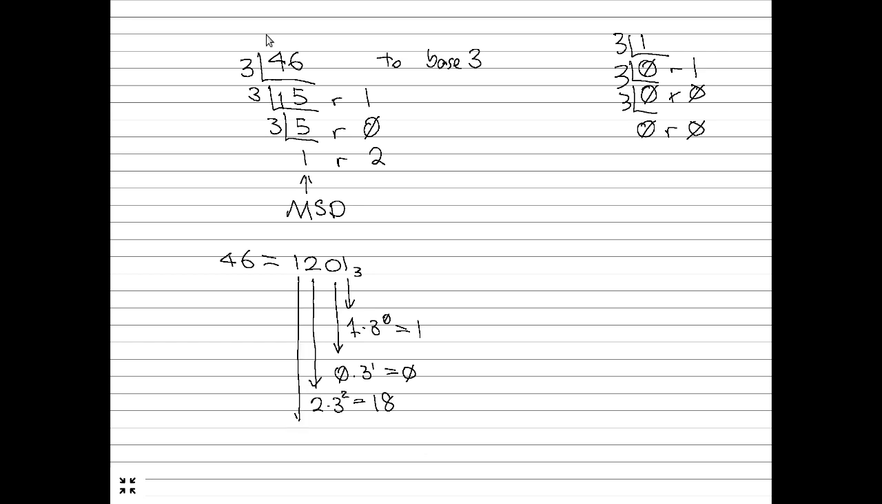And what about this 1? 1 of 3 to the power of 3, which is 27. So now you add 27, 18, and 1. What do you end up with? 46. Wow. Isn't that magical? It's not magical. This is how we do base conversion by hand.